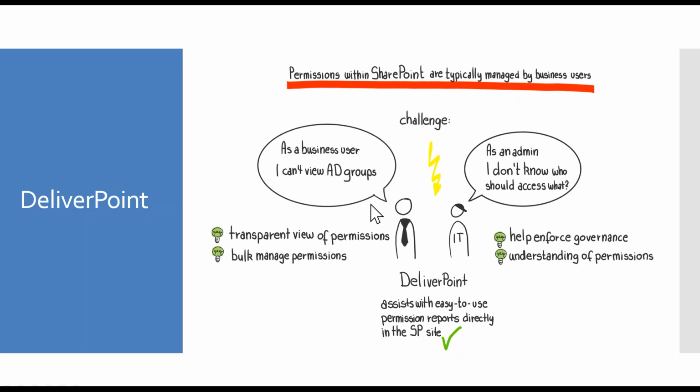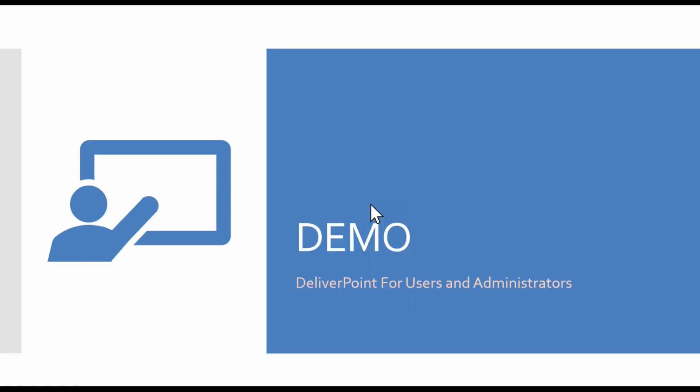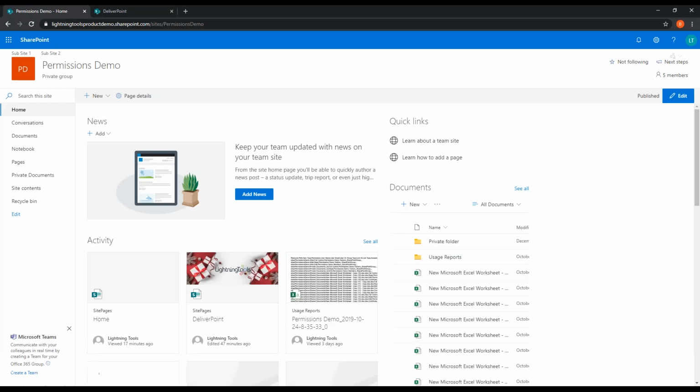Okay, so let's have a look at what the product looks like. So we're going to do a demonstration, and let's jump into it right now. So what we have is a modern SharePoint site. And within this site, we've got a couple of subsites. There's subsite 1 and subsite 2, just to play around with. And we also got some documents.